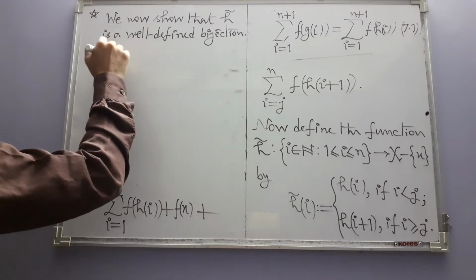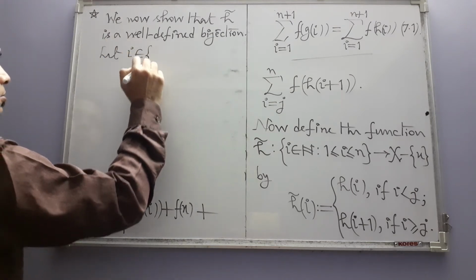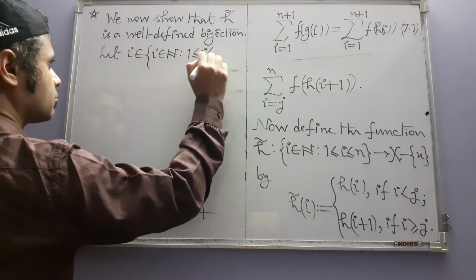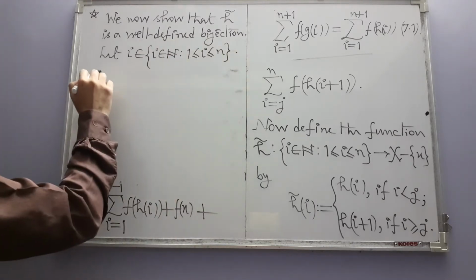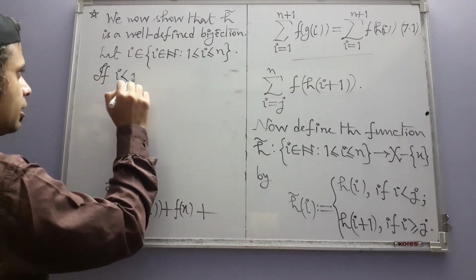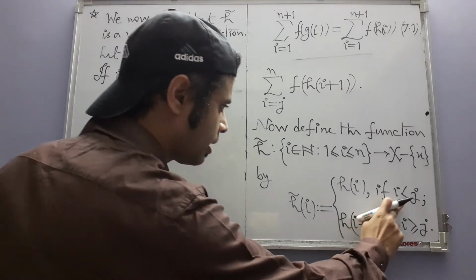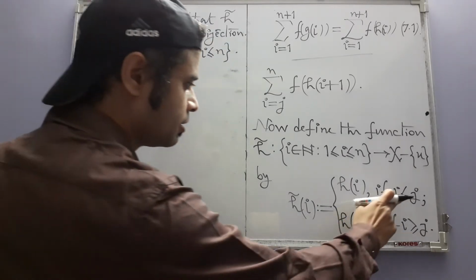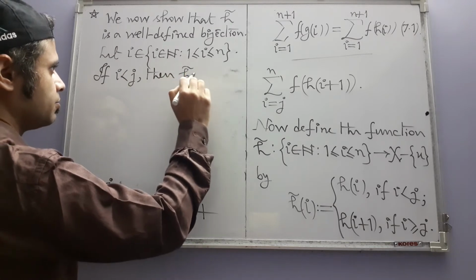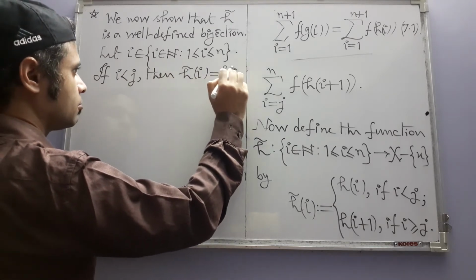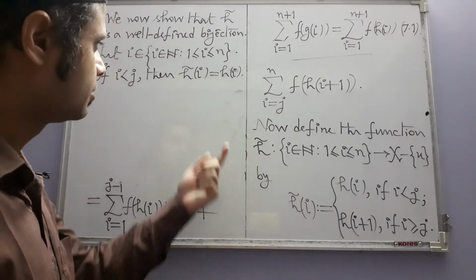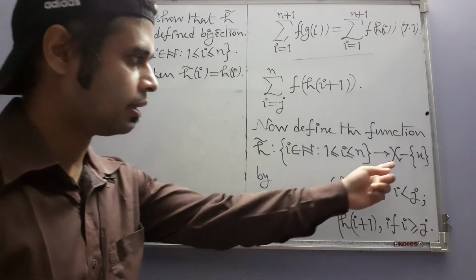So let i belong to the domain. If i is less than j, so one of these two things will happen. Either i is less than j or i is greater than or equal to j. So let's look at this case first. If i is less than j, then by definition this is equal to h of i. Now since our original h lands us in capital X, so h of i is after all an element in capital X.